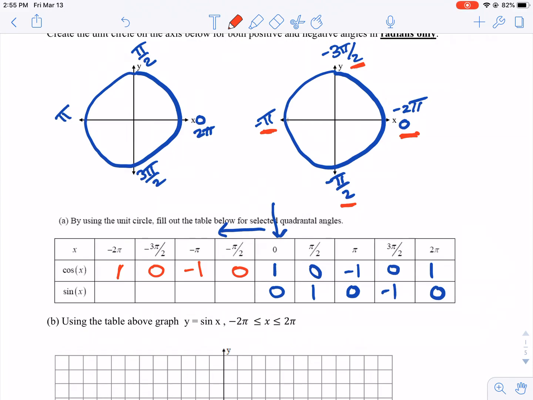Same thing for the sine. Sine of negative pi halves is negative 1. Sine of negative pi is 0. Sine of negative 3 pi over 2 is positive 1. And sine of negative 2 pi is 0. If you look at that chart, you should see that there is a pattern. Every other one's going to be a 0, and then the ones and negative ones alternate. Okay, and you're going to see this pattern show up a lot.